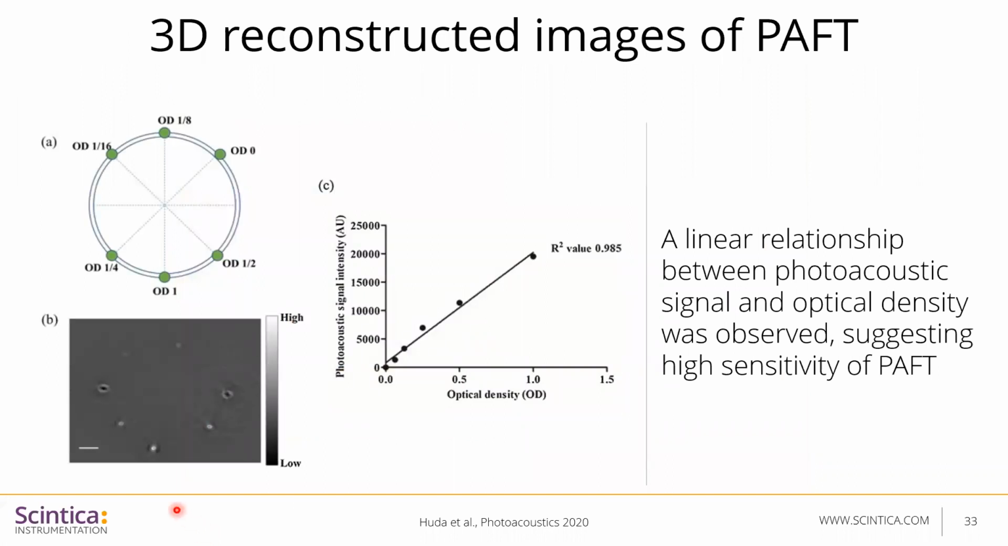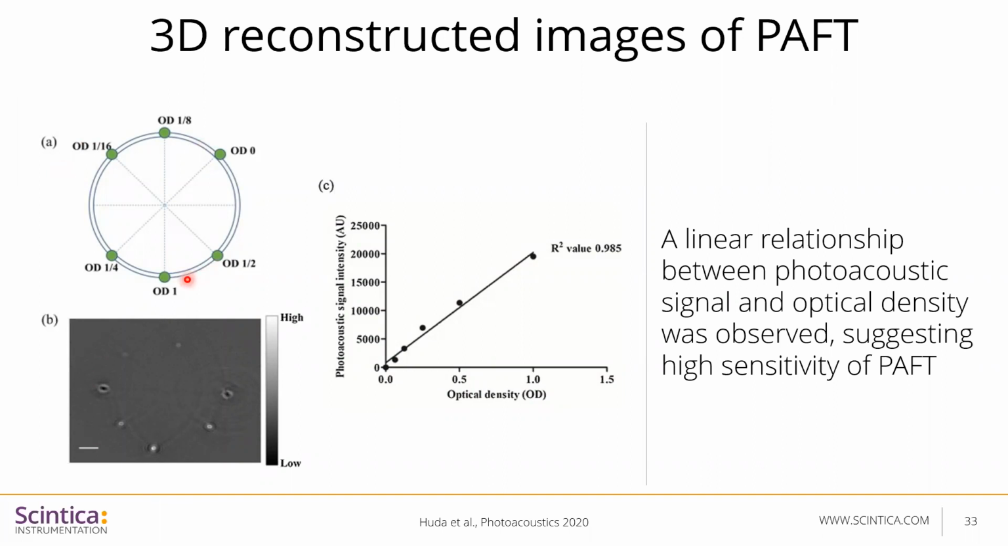Moving on to some of the applications of the PAFT system. A phantom experiment, or an in vitro experiment, was performed to determine the system's sensitivity by measuring the acquired signal of ICG. ICG, as I already mentioned, is indocyanine green, which is commonly used to generate photoacoustic imaging contrast. This is a cross-sectional view of the phantom, which is filled with ICG at different concentrations, ranging from an OD of 0 to an OD of 1.